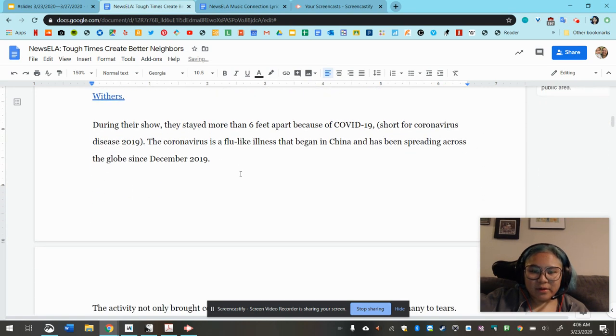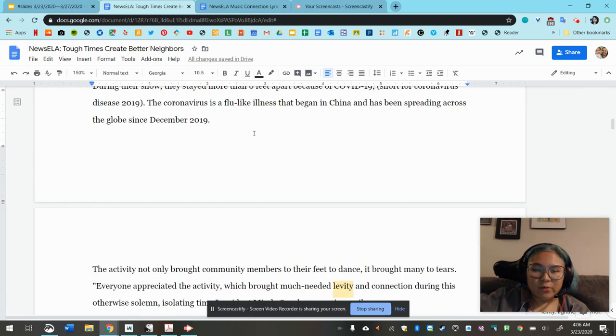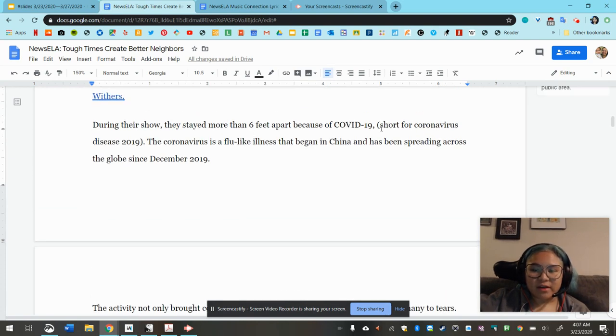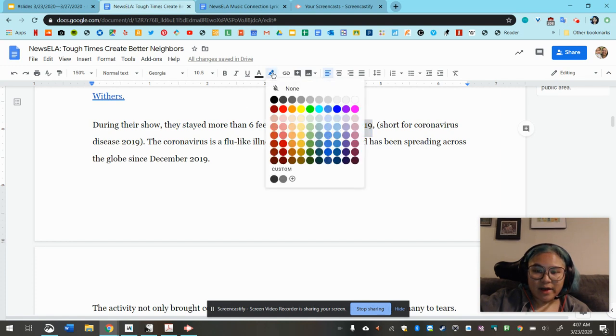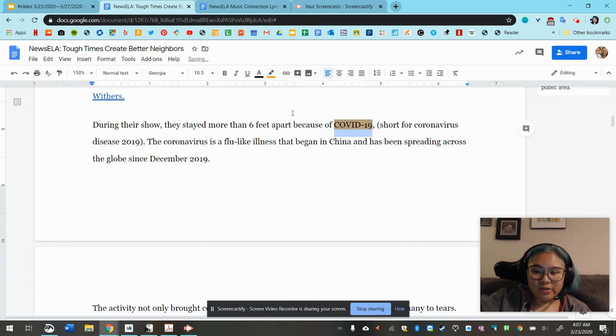Okay. So let's read this second paragraph. During their show, they stayed more than 6 feet apart because of COVID-19, short for Coronavirus Disease 2019. The coronavirus is a flu-like illness that began in China and has been spreading across the globe since December 2019. Okay, so we are going to pretend that we have been living under a rock and we don't know what this name of the disease stands for. I would mark that with my orange, define that later.